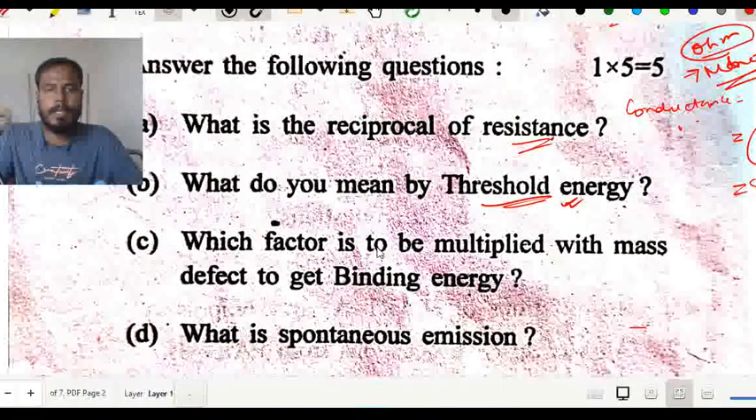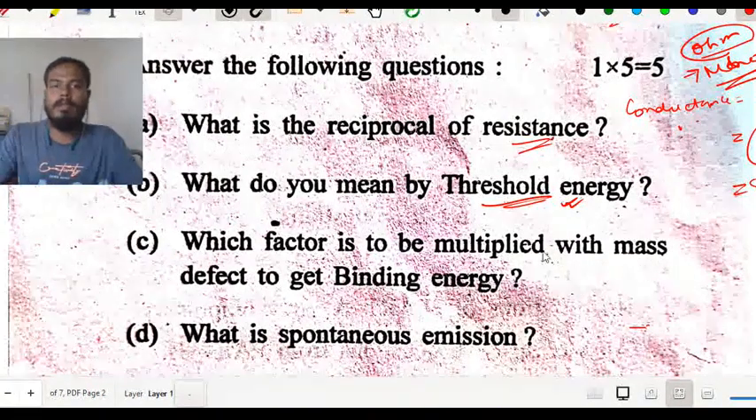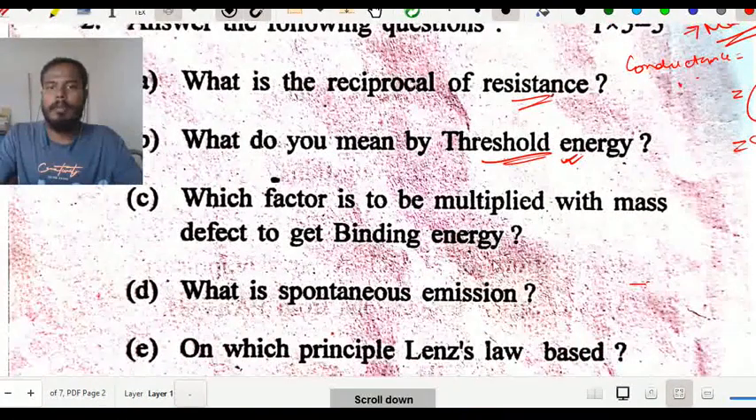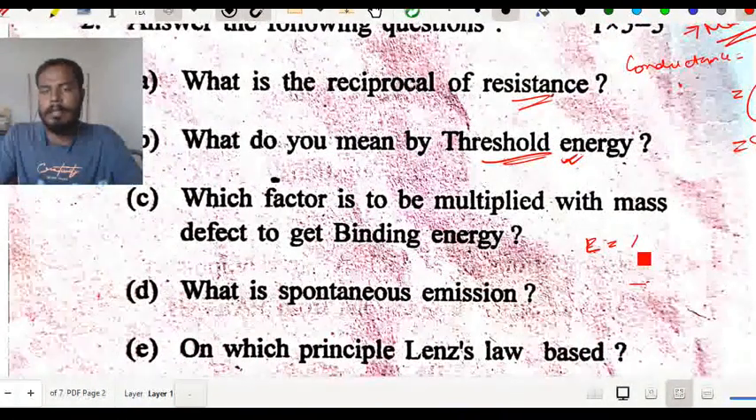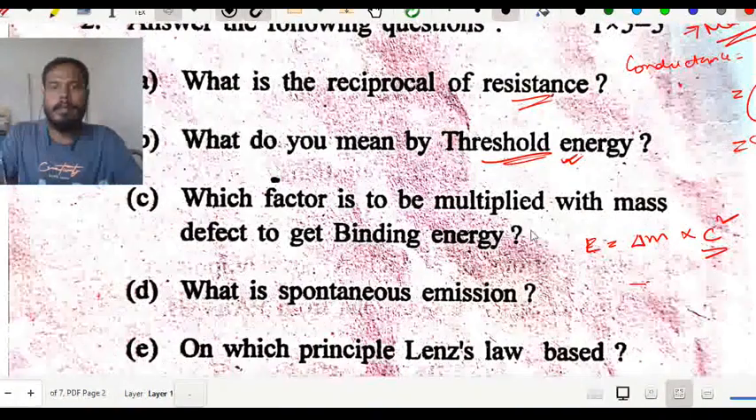The next question asks which factor is to be multiplied with the mass defect to get the binding energy. So the binding energy E is equal to mass defect into C square. It should be multiplied by C square. Okay, the correct answer is C square.